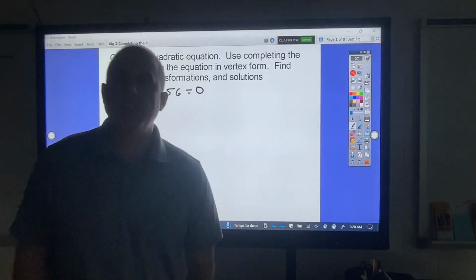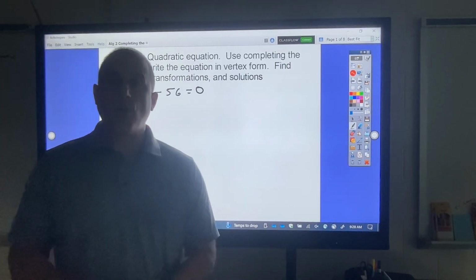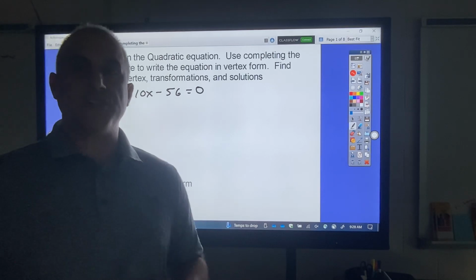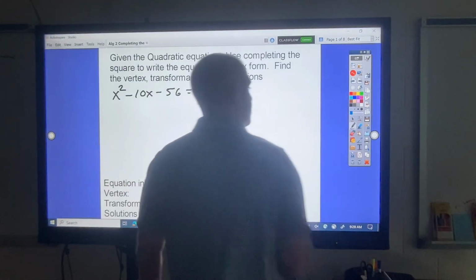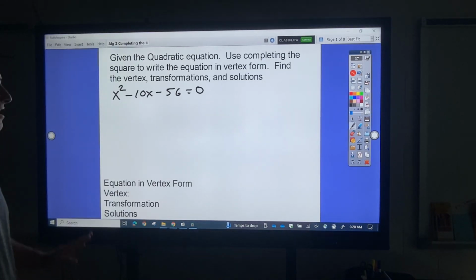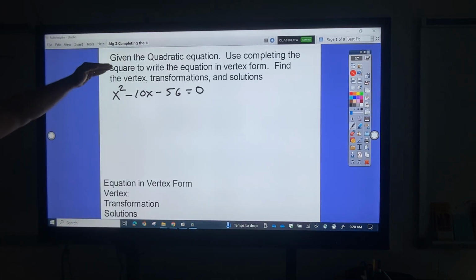Okay, this is going to be a video for Algebra 2, solving by completing the square. In the last unit, we talked about completing the square in general, so I'm not going to get too much into the details of how to do that. But what we're going to talk about is, given the quadratic equation, use completing the square to write the equation in vertex form, find the vertex, the transformations, and the solutions.